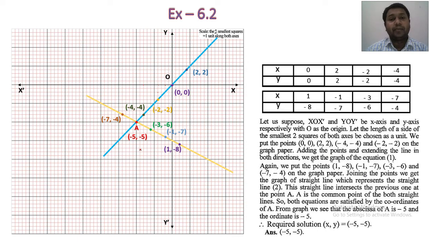So this is another method by which we can find the solution of two equations, and we call it the graphical method, by using the help of the graph. Okay, so I think you understand.